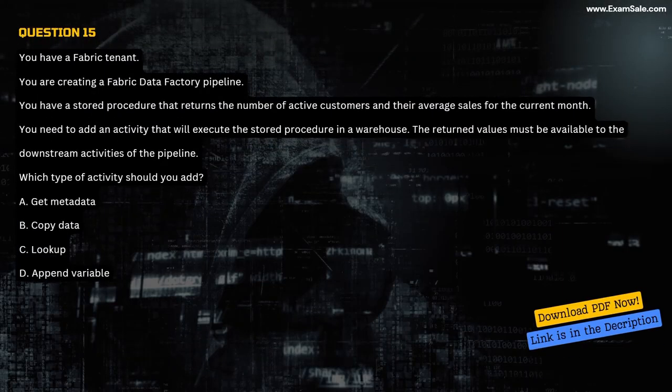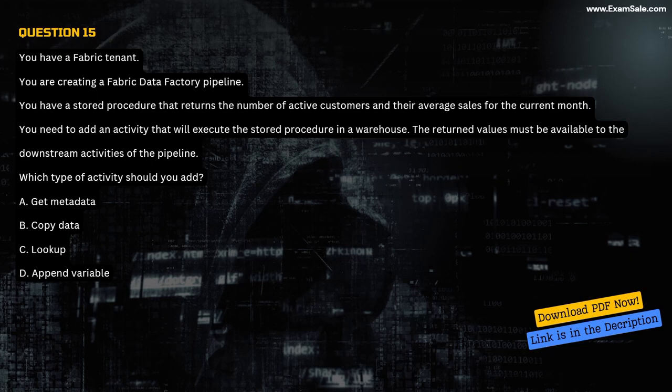Question 15. You have a Fabric tenant. You are creating a Fabric data factory pipeline. You have a stored procedure that returns the number of active customers and their average sales for the current month. You need to add an activity that will execute the stored procedure in a warehouse.